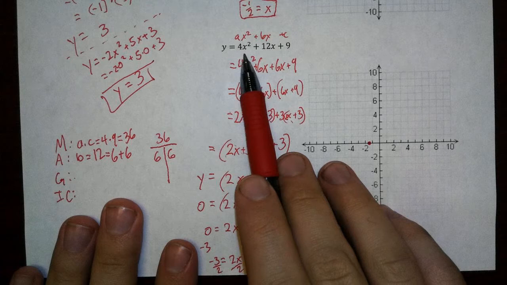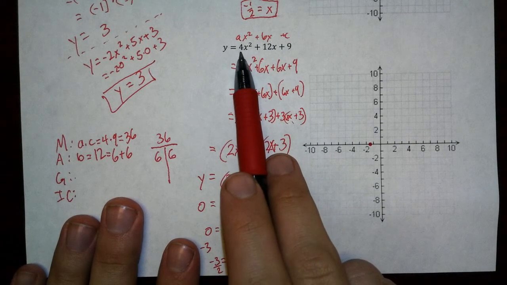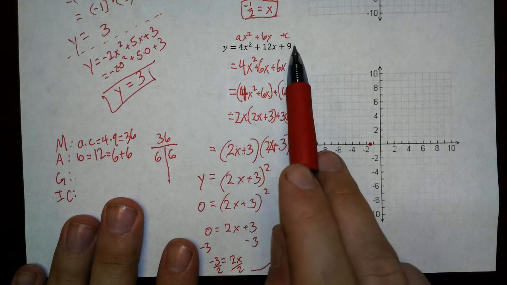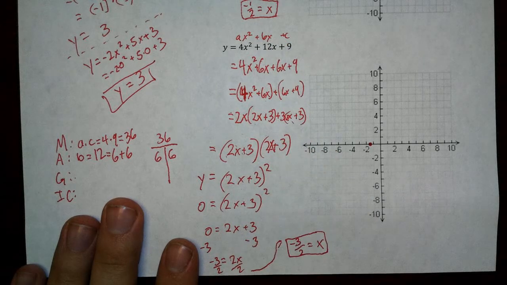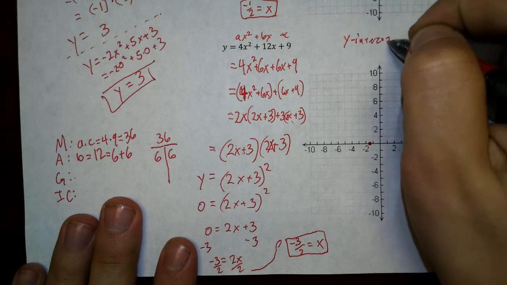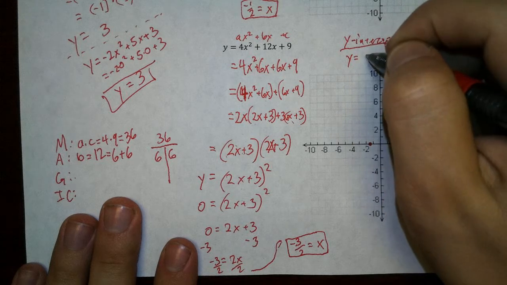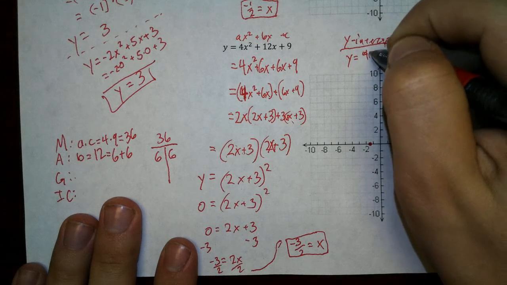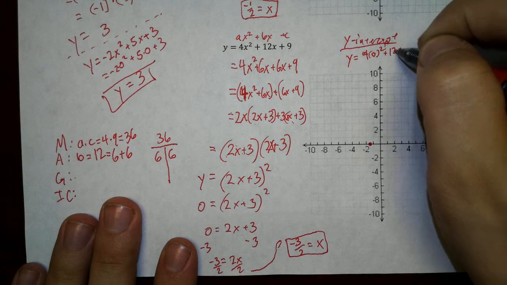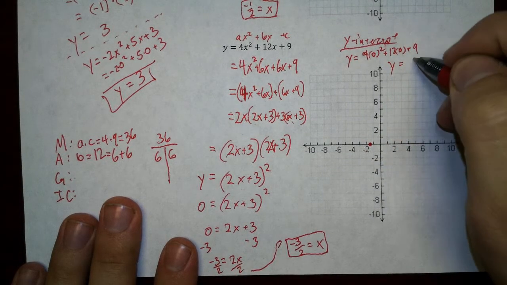And if we plug in 0 to this, I'm going to be a little smarter and work a little less hard. This term is zeroed out, this term is zeroed out, and we'll have a 9 left over. Writing that out, we're going to have our y-intercept. So y equals 4 times 0 squared plus 12 times 0 plus 9. It's going to zero everything out, so our y-intercept is y equals 9.